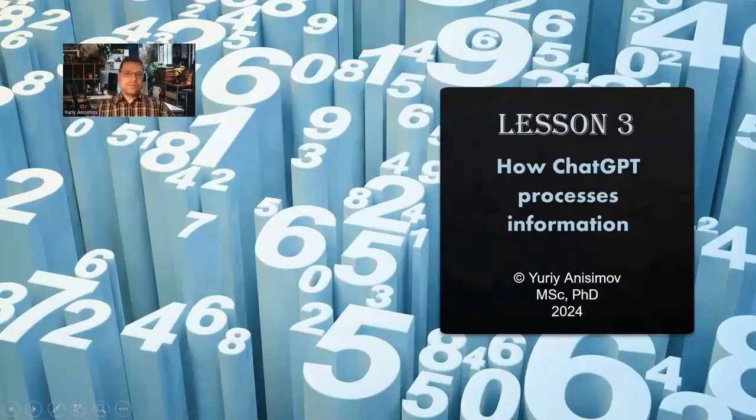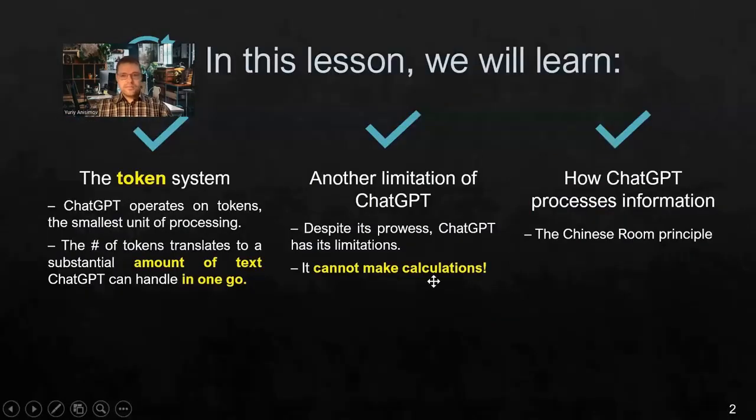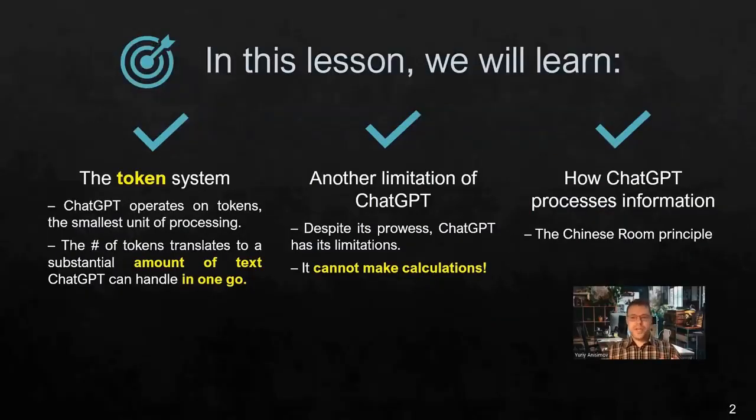Today we are going to talk about how ChatGPT can process information. To understand how, first we're going to talk about the token system, the smallest units of information that ChatGPT can handle. We'll also mention another limitation of ChatGPT, it's very important, and talk about the Chinese room principle. It's actually how the process goes through ChatGPT.